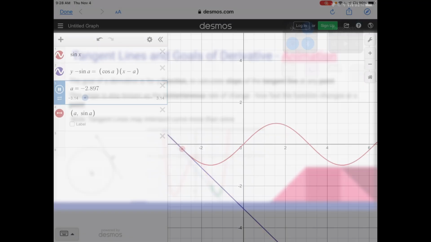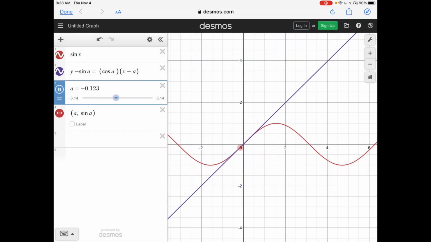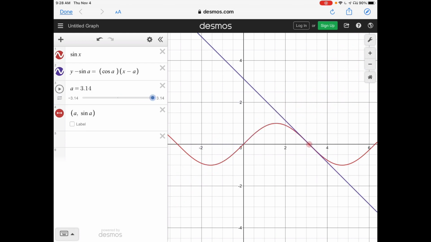understand it better. This is the graph of sine of x, and the animation shows the tangent line varying for different values of x. I'm going to give you a few seconds to look at this. If I pause the animation and let the x value be pi, then the slope of the tangent line is -1, and this indicates that the curve at x equals pi is decreasing at a rate of 1.